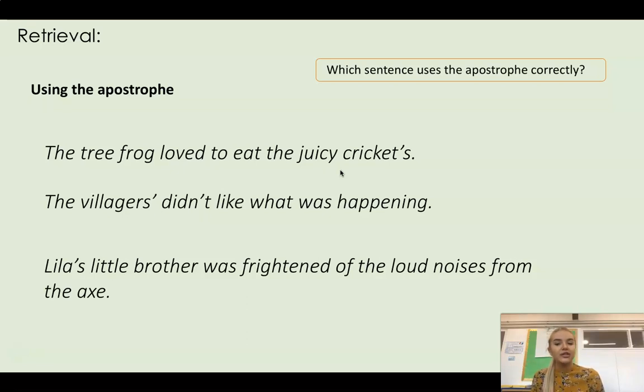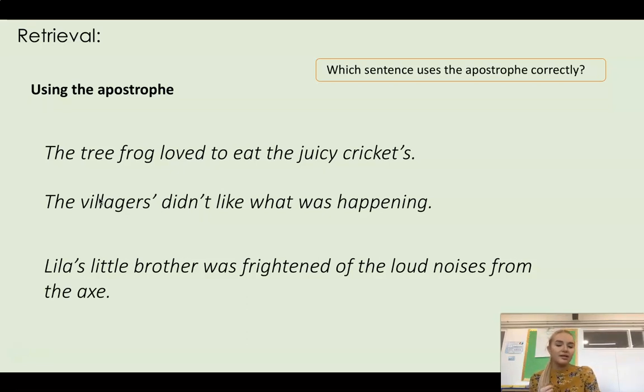Number 2, the villagers' didn't like what was happening. Now here we've got an apostrophe next to villagers. Does this apostrophe show a singular or plural apostrophe for possession? That's right, it shows a plural apostrophe for possession, suggesting that there is more than one villager. But again, what do the villagers have possession over? Nothing. It's just the villagers. They don't actually need an apostrophe.